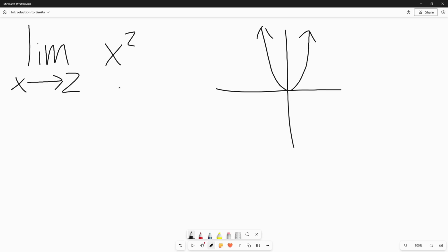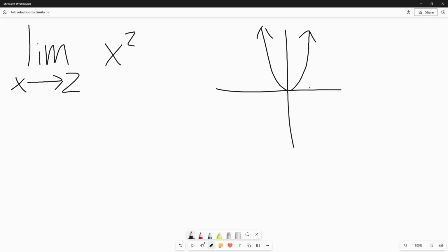So for this one, this is pretty easy because you can just plug in 2 for this. 2 squared equals 4. But for some functions, you can't plug in the value of what x approaches. And we shouldn't think about it that way either, because it's not about what the value is, but what the value approaches or should be. So for this one, this is pretty easy. It's not a good example for what I'm talking about.